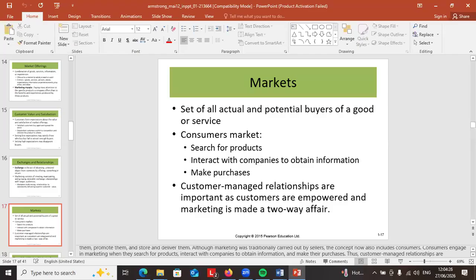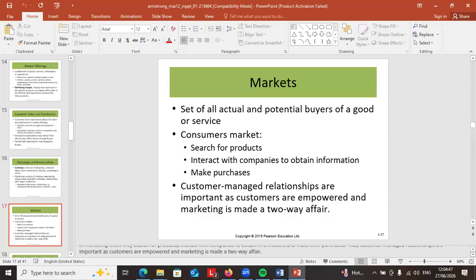Although marketing was traditionally carried out by sellers, the concept now also includes consumers, right? And so consumers engage in marketing when they search for products, interact with companies to obtain information and make their purchases. Thus, customer managed relationships are important as customers are empowered and marketing is made a two-way affair.